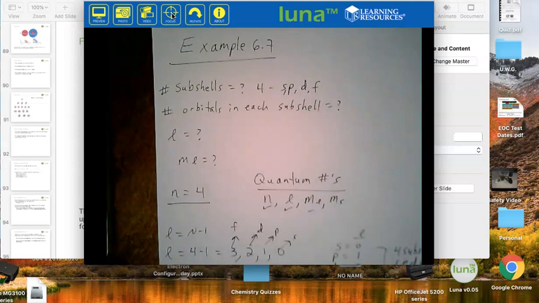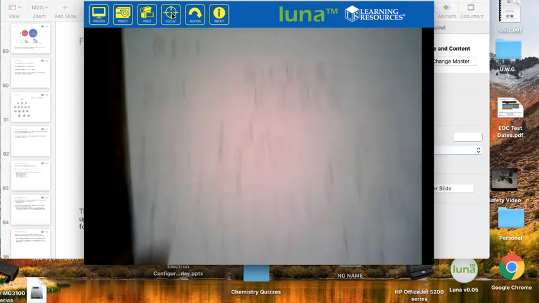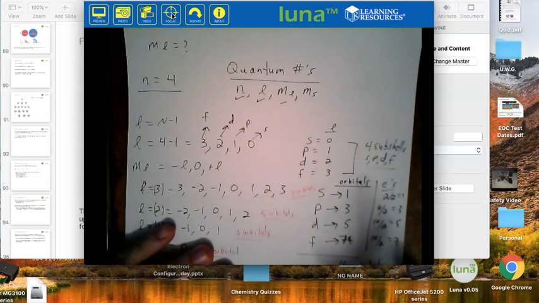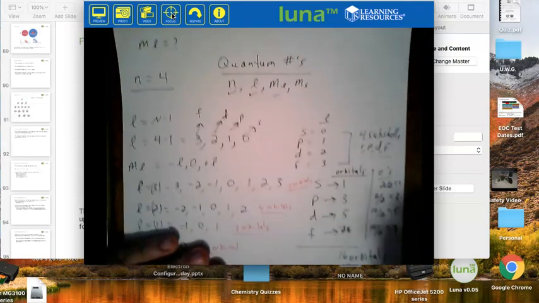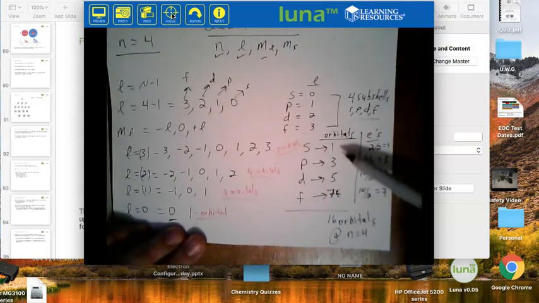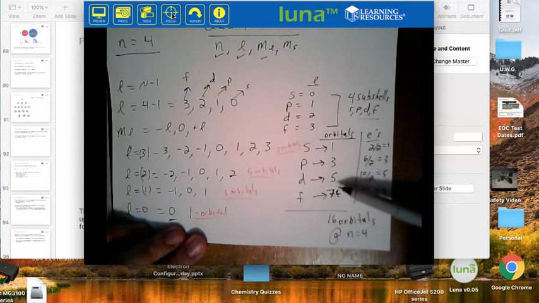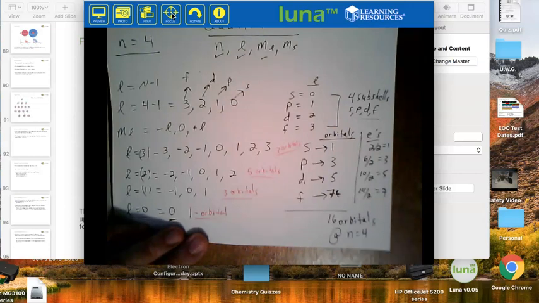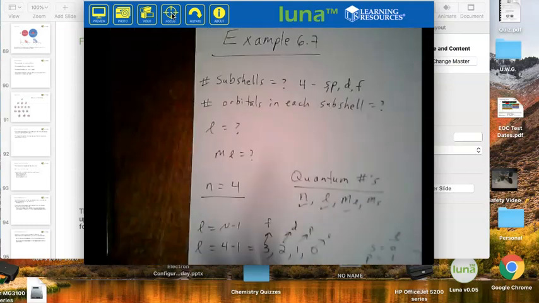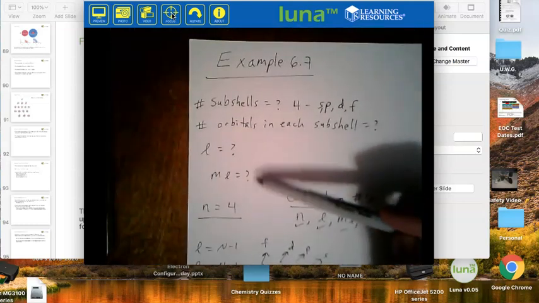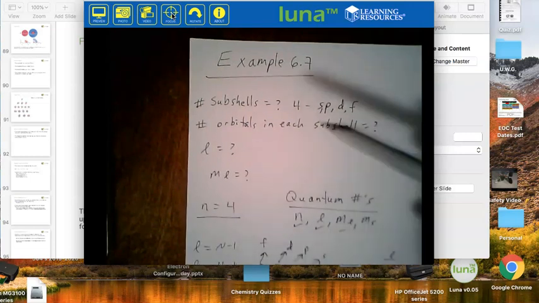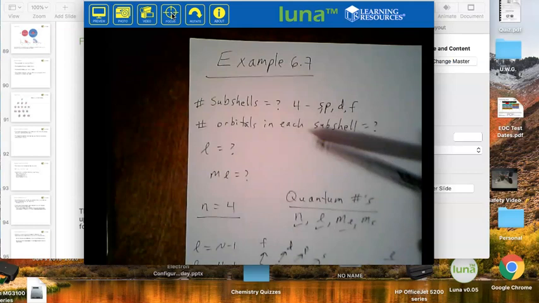Number of orbitals in each subshell. So there's 1 orbital in S, 3 in P, 5 in D, 7 in F. So for the total number, you add those together: 1 S orbital, 3 P orbitals, 5 D orbitals, and 7 F orbitals. You get 16 orbitals with a principal quantum number of 4. Okay. So we answered all 4 questions. We found L, we found M sub L, and then from that we could figure out the number of subshells and number of orbitals in each subshell.